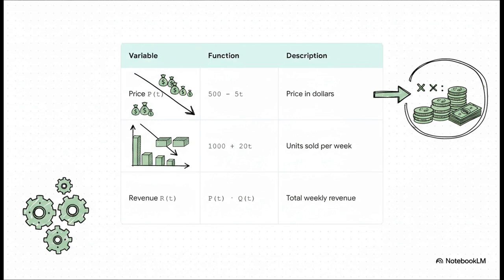Now, to analyze this mathematically, we need to model the situation with functions. Take a look at this table. We're modeling our price, P of t, as a function of time, where t is the number of weeks since launch. It starts at $500 and drops by $5 each week. Our quantity, Q of t, starts at 1,000 units sold per week and increases by 20 units each week. Our total revenue, R of t, is simply the product of these two changing functions.